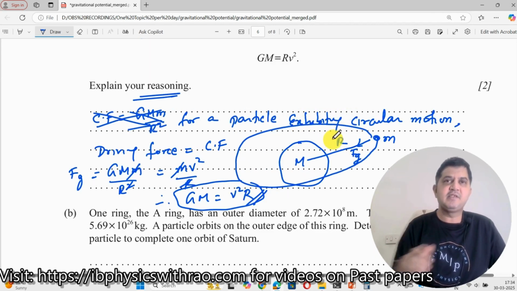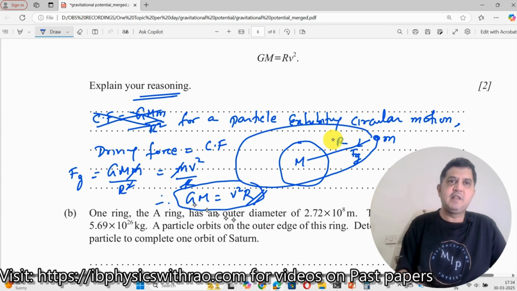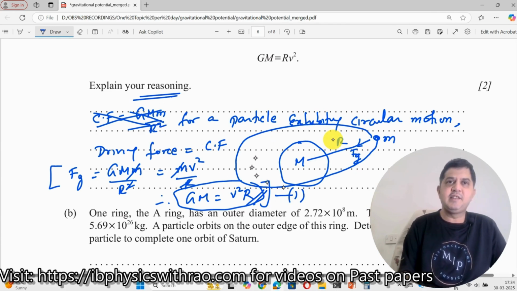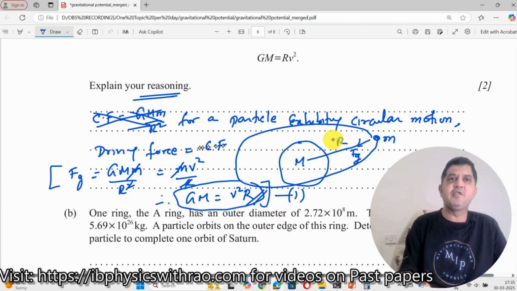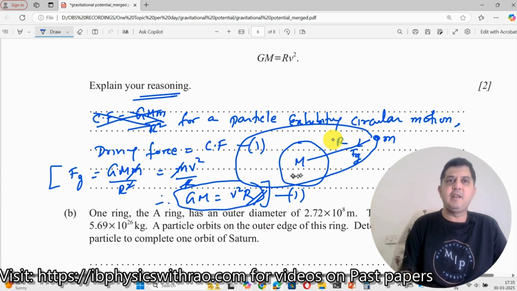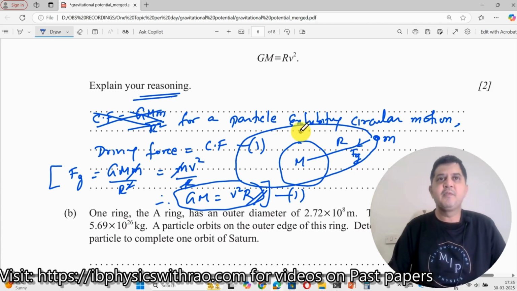So this is for 2 marks. How do you get these 2 marks? First one is for deriving this whole thing, you'll get 1 mark. From here to here, you get 1 mark. And because it's asking for reasoning, you should draw this particular curve, or maybe you can say for a particle exhibiting circular motion, driving force should be equal to centripetal force. So for this, you'll get 1 more mark. You write this, you get the full answer, full marks.